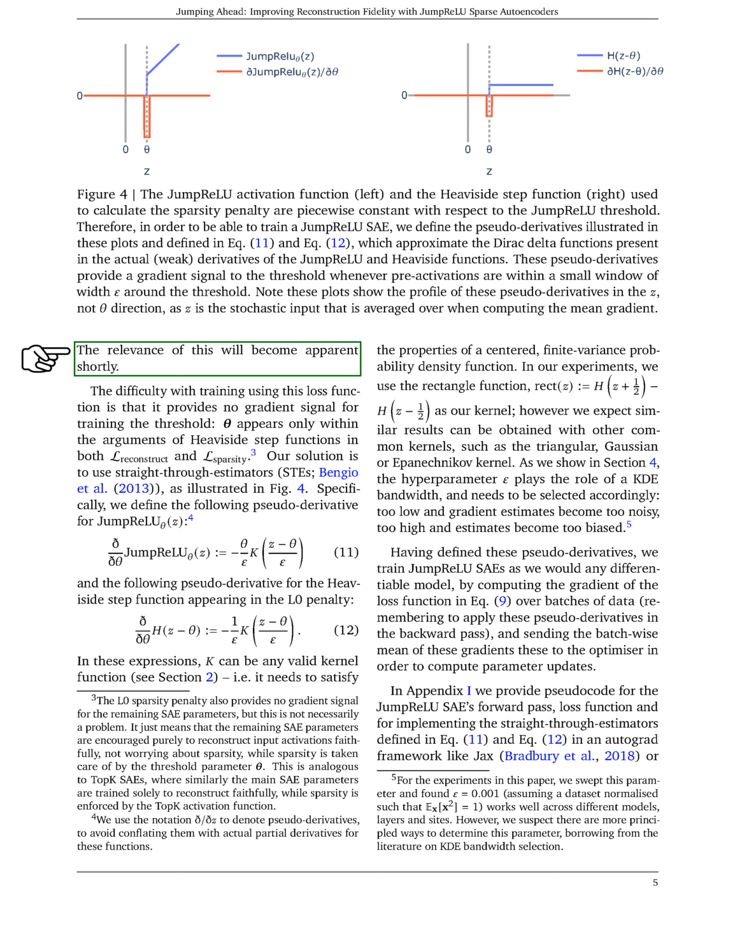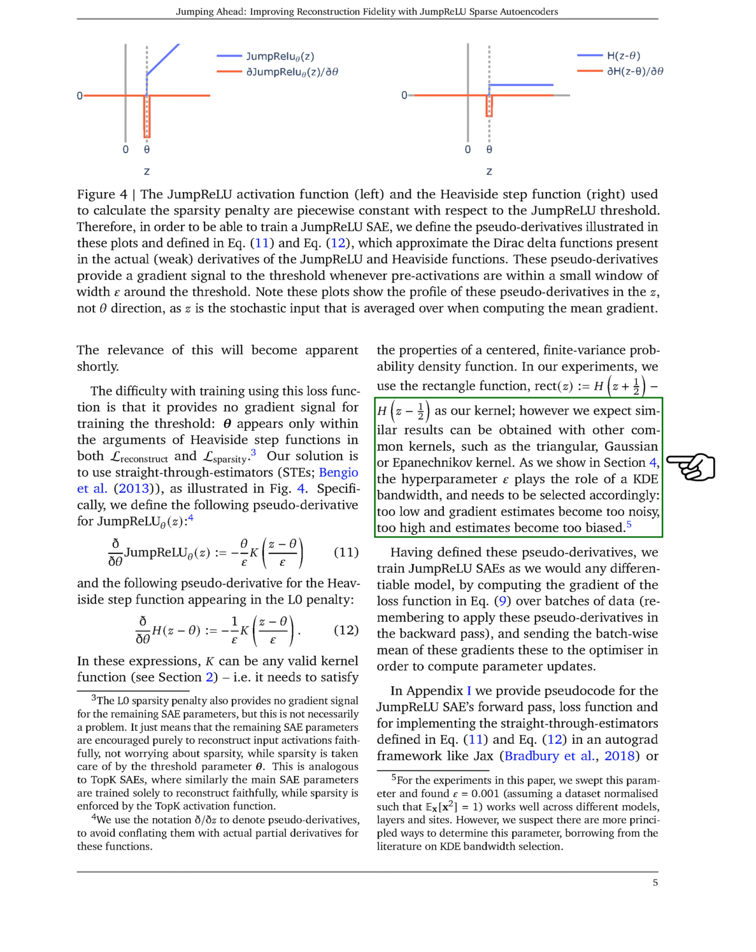The L0 penalty can be expressed in terms of the Heaviside step function applied to the encoder's pre-activations. However, training with this loss function presents challenges, as it does not provide a gradient signal for the threshold parameter. To overcome this, we employ straight-through estimators, STEs, to define pseudo-derivatives for both the JumpReLU function and the Heaviside step function used in the L0 penalty. We select a kernel function that meets the criteria of a centered, finite variance probability density function, and in our experiments, we use the rectangle function as our kernel.